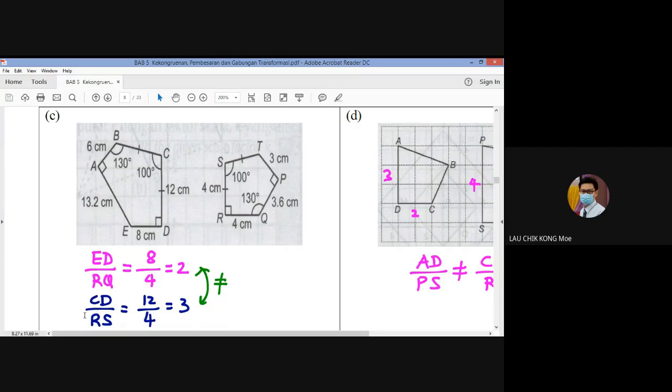So you just write down: not all ratio of the corresponding side are equal. Bukan semua nisbah bagi sisi sebadan adalah sama. Not all ratio of the corresponding side are equal. Therefore, not similar. Jawapan not similar. Jadi sebelum not similar itu kita cuba bagi sikit alasan apa? Kita cubalah.